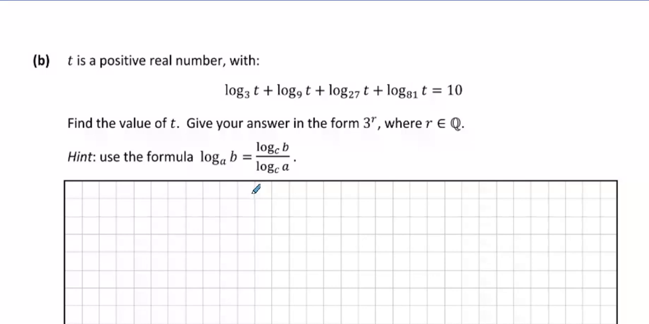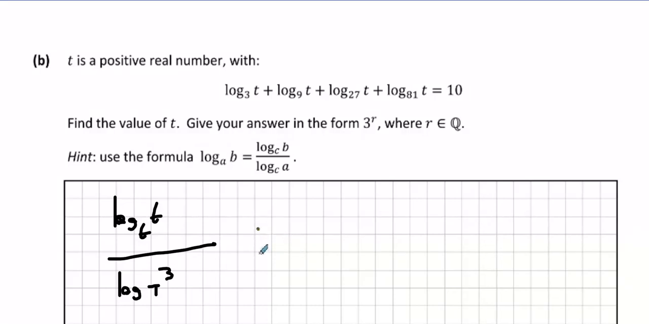Now, I think we're going to agree that 3 should be the new base. Oh, sorry, not 3. t should be the new base. So I say log t base t, and on the bottom, log 3 base t. Is that okay with you guys?